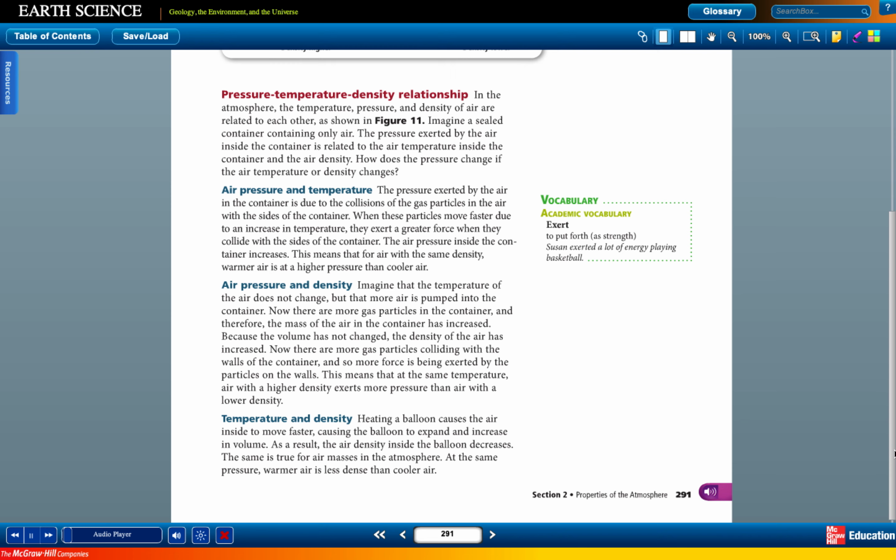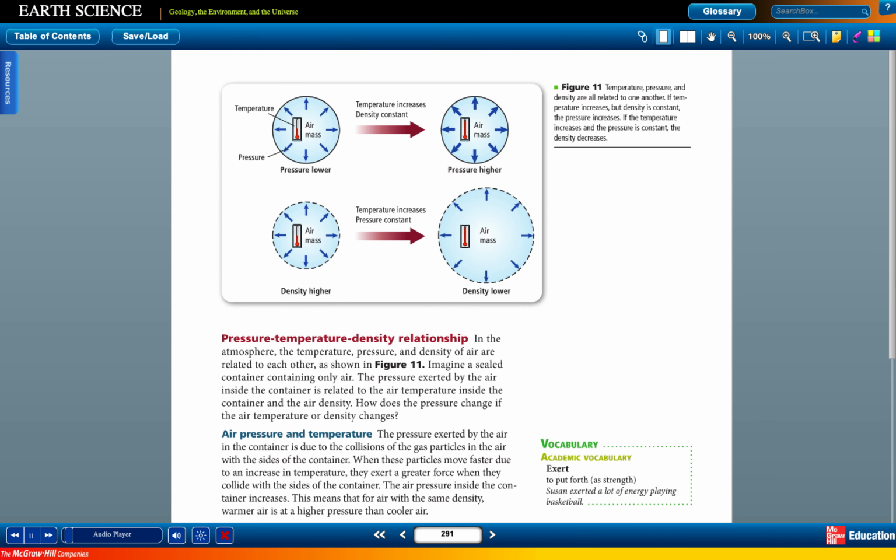Pressure, temperature, density, relationship. In the atmosphere, the temperature, pressure, and density of air are related to each other, as shown in Figure 11.11. Imagine a sealed container containing only air. The pressure exerted by the air inside the container is related to the air temperature inside the container and the air density. How does the pressure change if the air temperature or density changes?